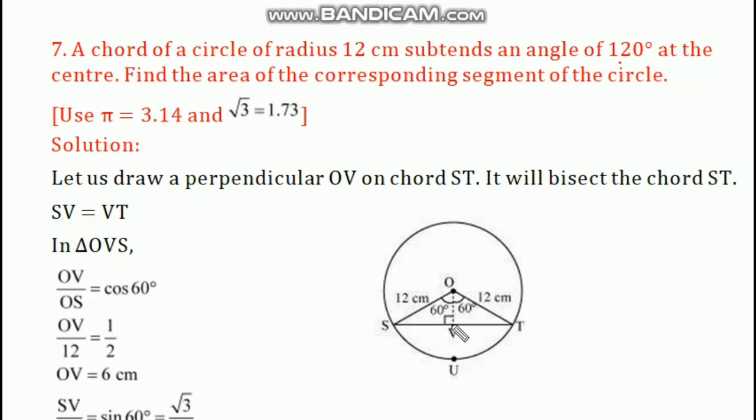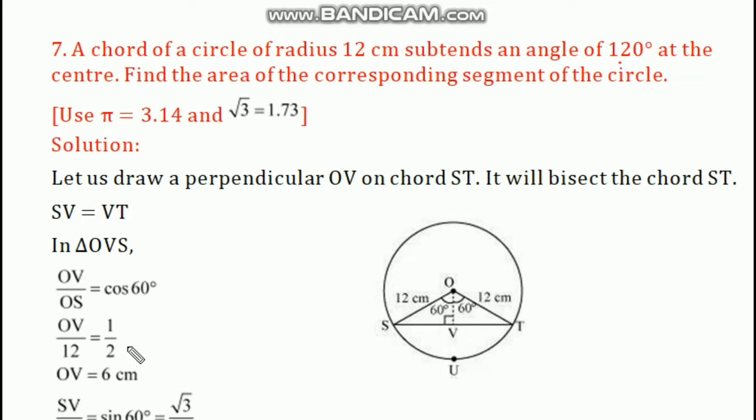So first I am going to find the adjacent side. At the same time we know the hypotenuse. So adjacent and hypotenuse, that comes under which one? That is cos theta. So cos theta equals adjacent divided by hypotenuse. So cos 60 degrees equals adjacent divided by hypotenuse. So cos 60 degrees, the value is 1 by 2.